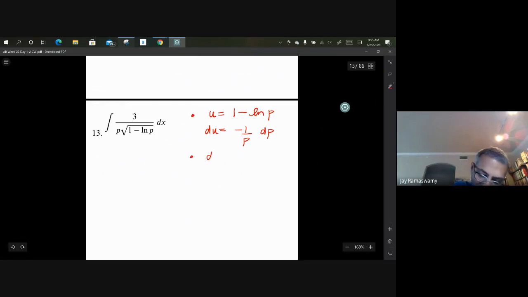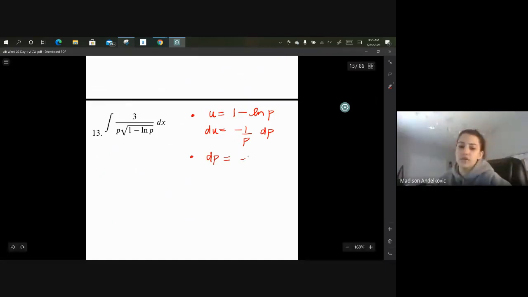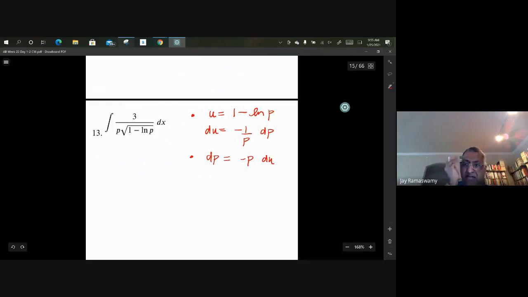Step 3. dp equals negative p du. Everybody observe, she just took the reciprocal of this guy. The weaker kids say, I don't know what to do. No, you just keep taking the reciprocal of that guy. We're just multiplying by the reciprocal on both sides.